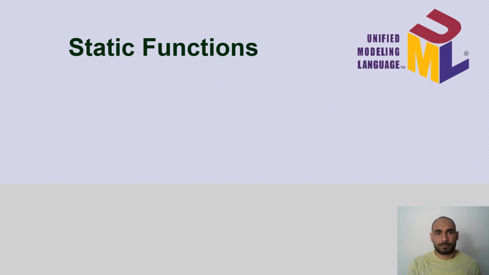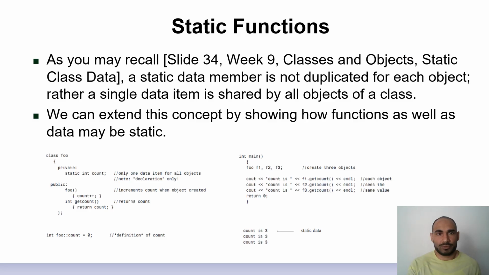Static functions is a small topic. I will just introduce it to you. I'm sure it will be useful for you. As you may recall, a static member is not duplicated for each object. We talked about this in week 9, lecture classes and objects, slide number 34. A static data member is not duplicated for each object. What does that mean? Rather, a single data item is shared by all objects of a class.